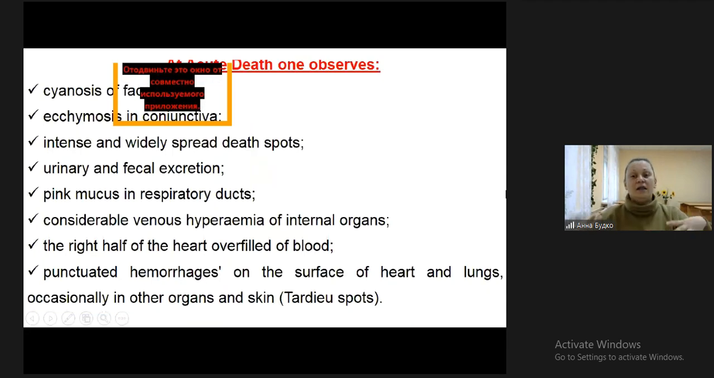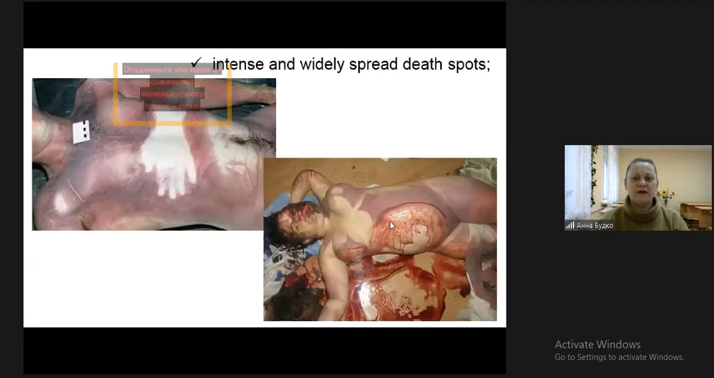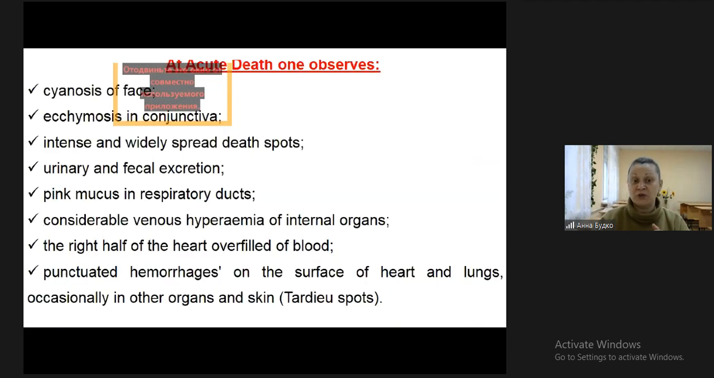Next, large and intense livor mortis, dead spots is the name. You can see the skin has a very, very intense blue-violet color. This is an absolute sign of death, the only absolute sign of death, with large size, covering the whole anterior surface of the body. This livor mortis is large and very intense. This sign is formed rapidly in cases of acute death. You can see these spots in acute death after 30 minutes in the post-mortem period.